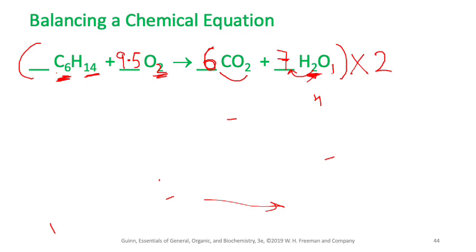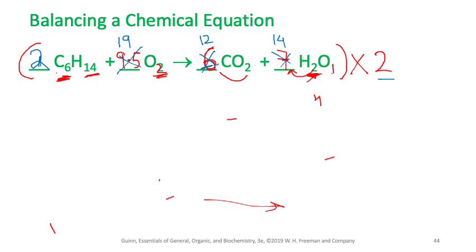Okay, so let's try to do over here. You multiply 2 with the coefficient. This is 1, so 2 times 1 becomes 2. 2 times 9.5 becomes 19 instead of 9.5. 2 times 6 becomes 12, and 2 times 7 is 14, right?